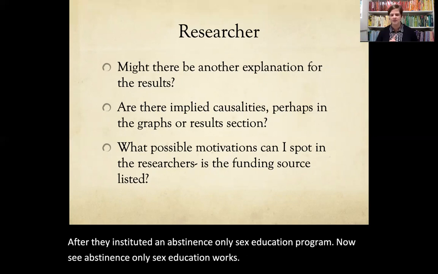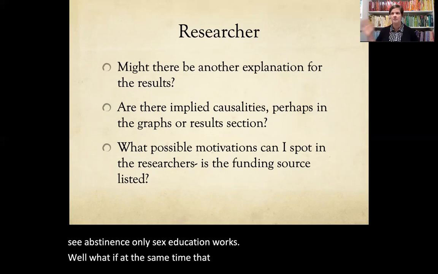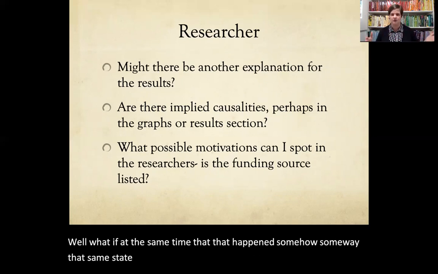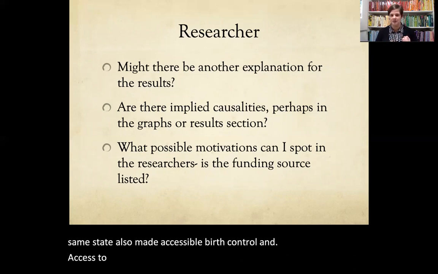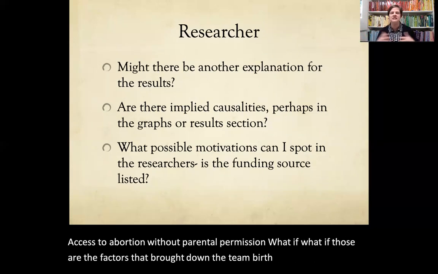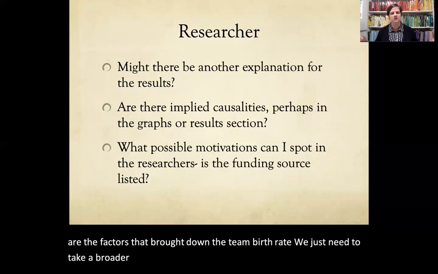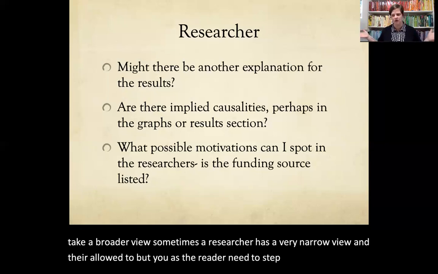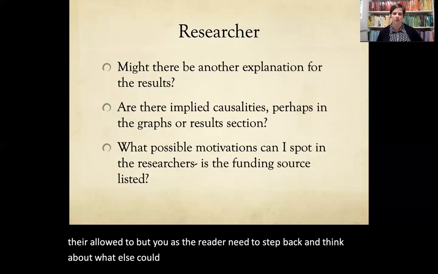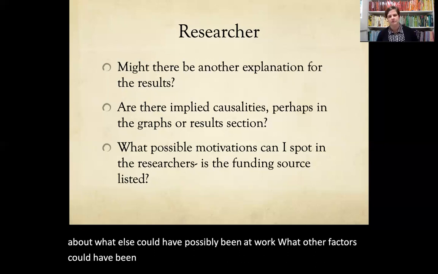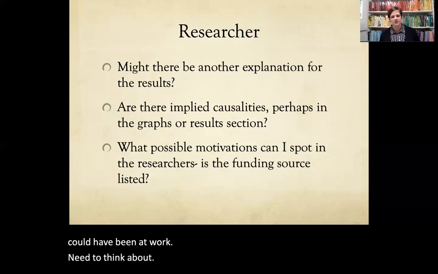Well, what if at the same time that happened, somehow, some way, that same state also made accessible birth control and access to abortion without parental permission? What if those are the factors that brought down the teen birth rate? We just need to take a broader view. Sometimes a researcher has a very narrow view, and they're allowed to, but you as the reader need to step back and think about what else could have possibly been at work. What other factors could have been at work? You need to think about the implications of the study, but also the implied causalities.